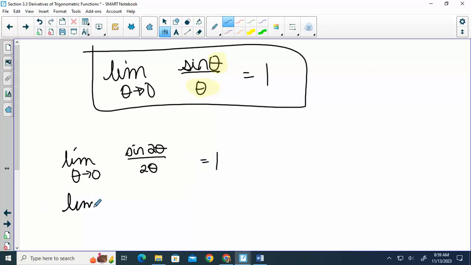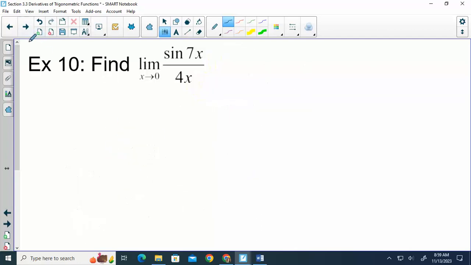And you could have any combination of those. So if I said sine of 12 theta over 12 theta, as long as that's approaching 0 and those match, it's still equal to 1. So we are going to use this extension to evaluate some limits we would not otherwise be able to solve. So let's look at this one.